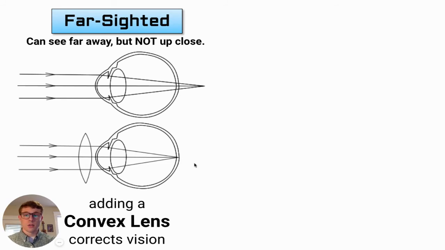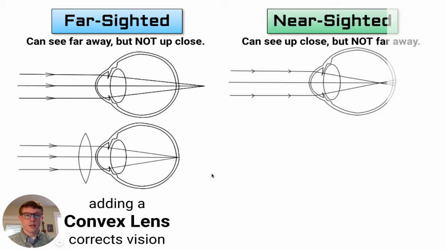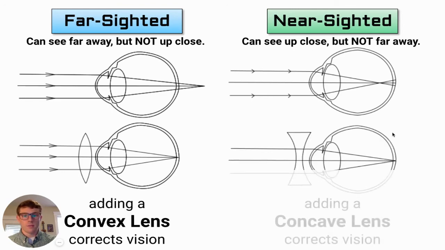That's why this lens is correcting that vision. And then on the other hand, we have nearsightedness. That's when the rays converge, but they converge too close. They converge way in front of the retina. So see how they come together? The image will be formed right here, but the retina is way back here. So you can see up close, but you cannot see far away.